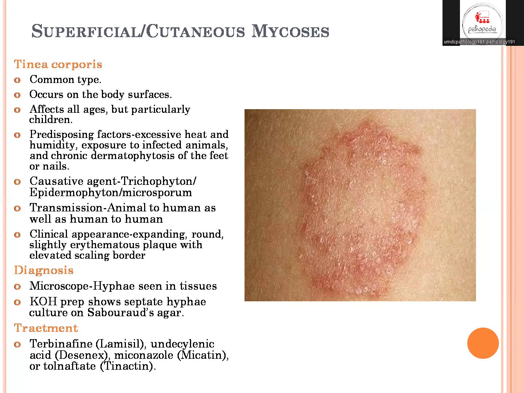Clinically it appears as an expanding round, slightly erythematous lesion with elevated scaling. Using a microscope, it can be seen as hyphae in tissues, and using potassium hydroxide it can be cultured on Sabouraud agar. And of course, again, it is treated by terbinafine like Lamisil, and other agents like miconazole and topical antifungals.